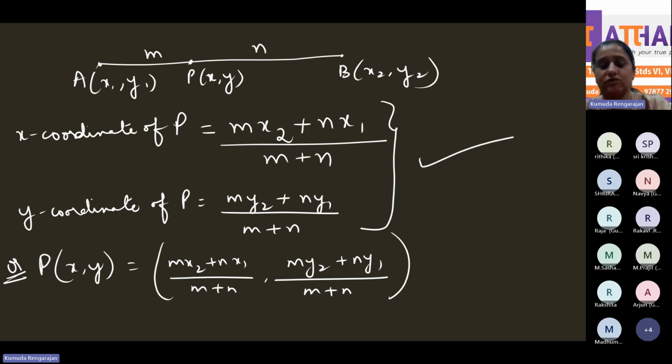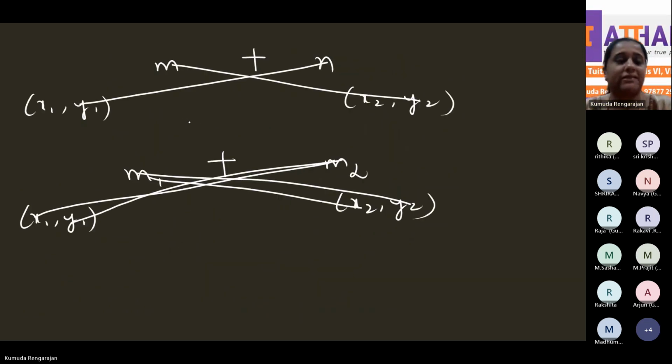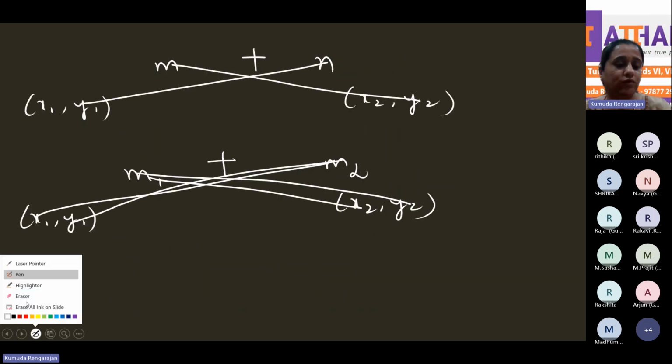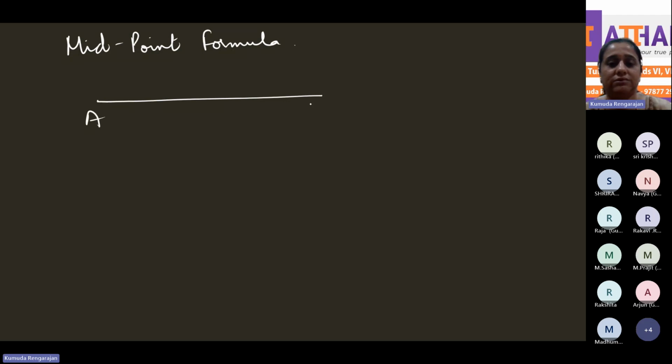So this one is a section formula. Now, the midpoint formula, which is based on the section formula. It's just an extension of the section formula. Now, what if P is the midpoint of AB? Then M is to N will be 1:1.